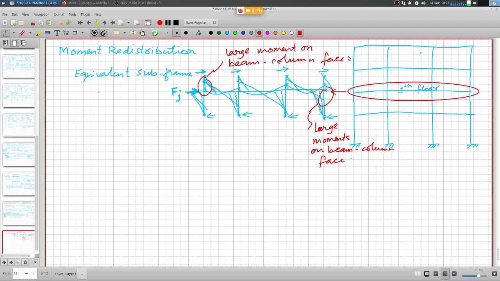Now, first thing, we need to obviously take care of the possible reversals in the earthquake direction. So we need to take into account the possibility of the moment pattern getting reversed because of the earthquake loading, and also that what we will actually have is the combined effect of gravity load and the earthquake effects.